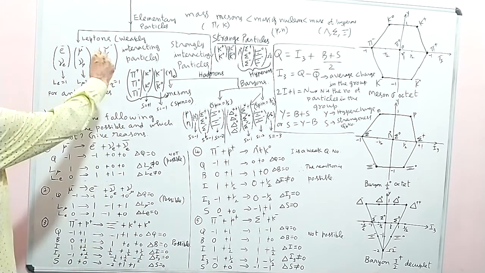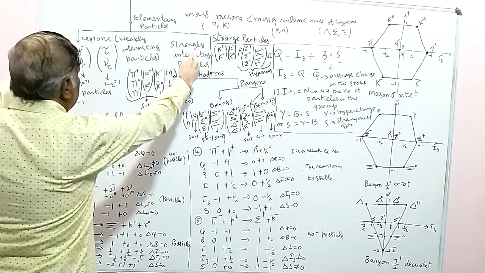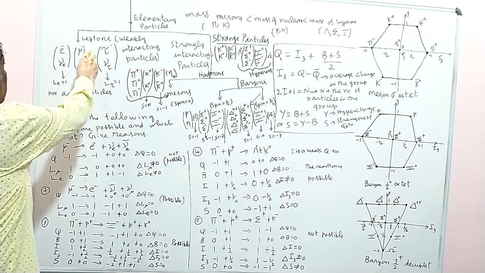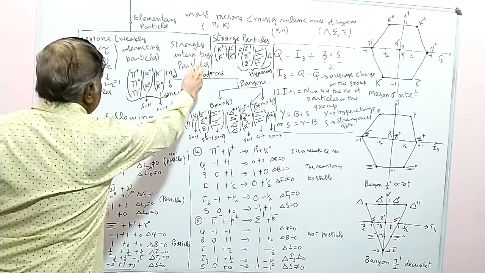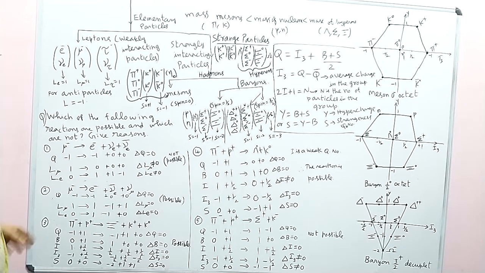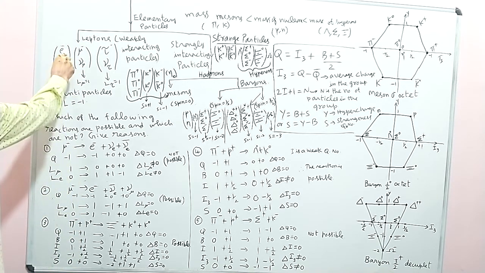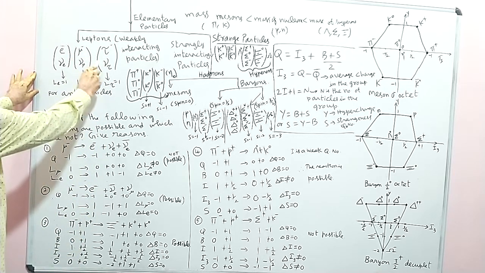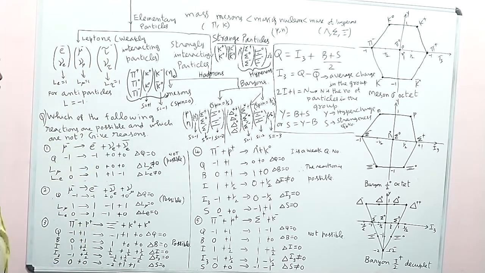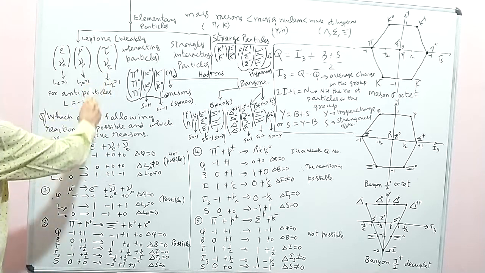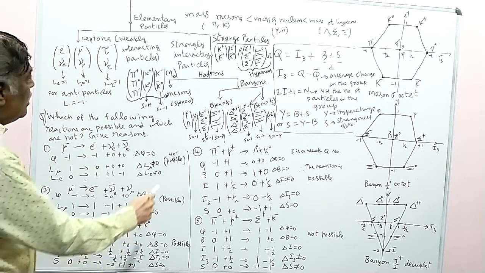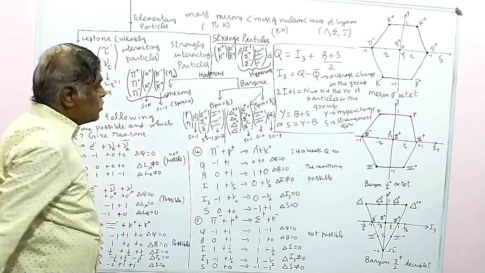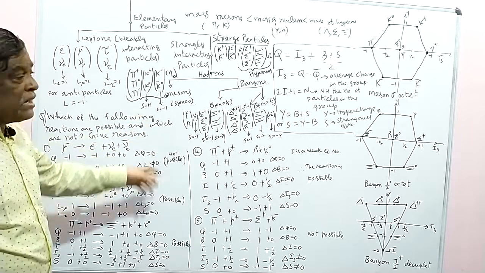The elementary particles are broadly categorized according to their interaction. The weakly interacting particles are called leptons, and the strongly interacting particles are hadrons. The leptons are the electron and the associated neutrino, muon and the associated neutrino, and tau particle with its associated neutrino. And the hadrons are categorized into two groups. One is baryon, another one is meson.